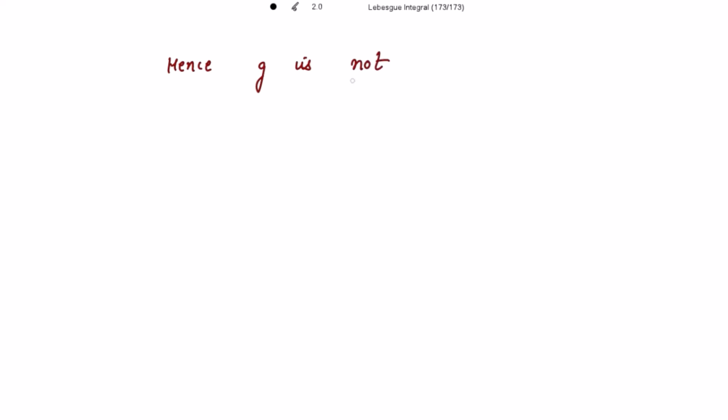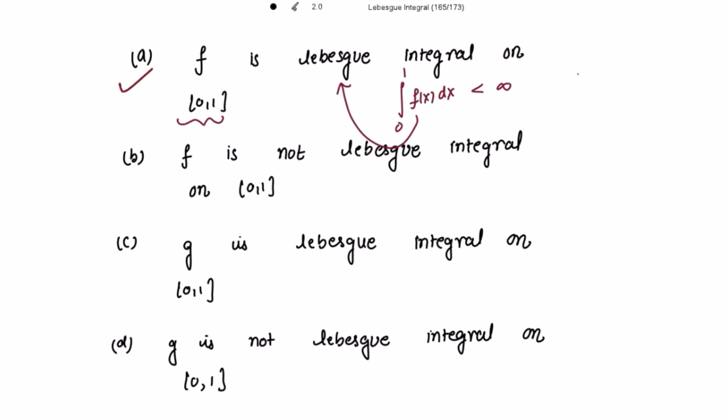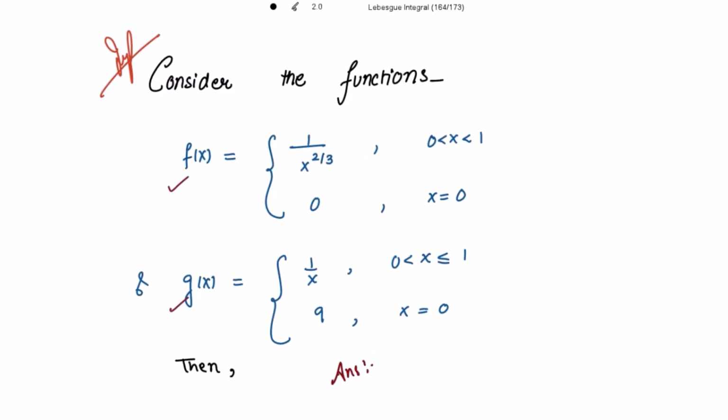So hence, g is not Lebesgue integrable. The value is not finite on the closed interval 0, 1. So hence, the first option is correct and the last option is correct. So answer options A and D are correct for the given functions. Alright, thank you.